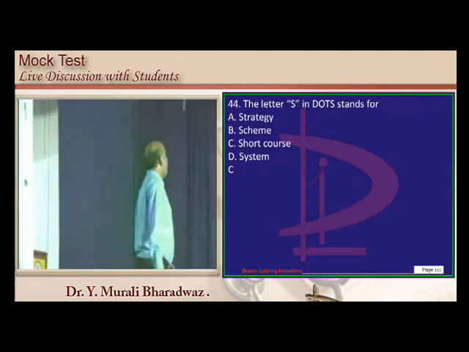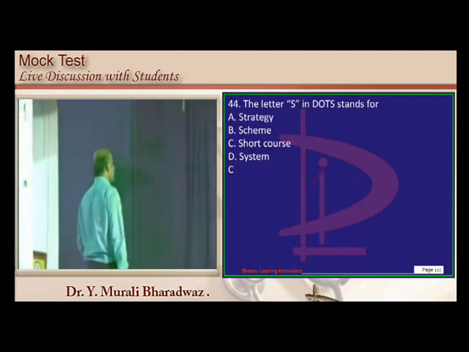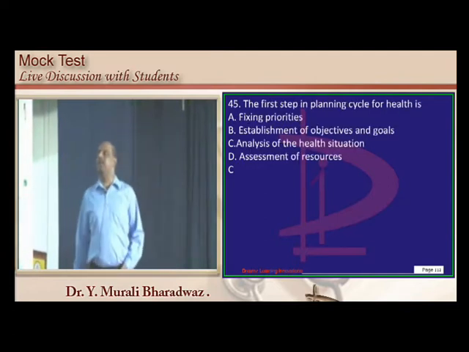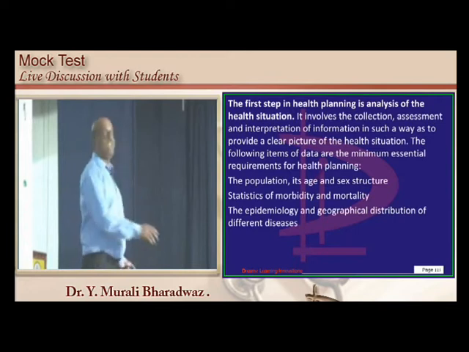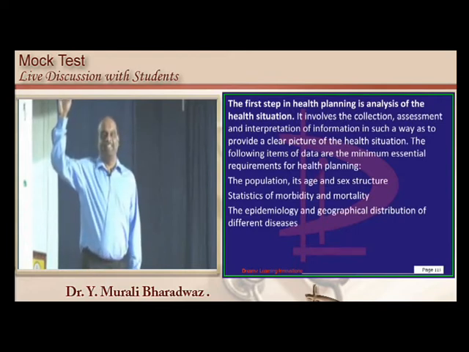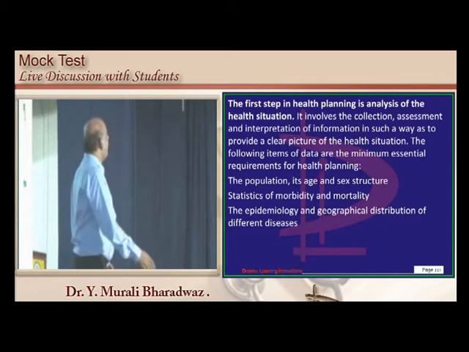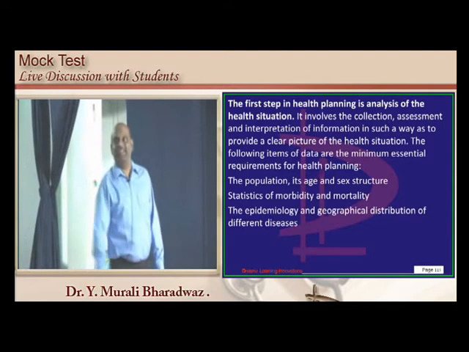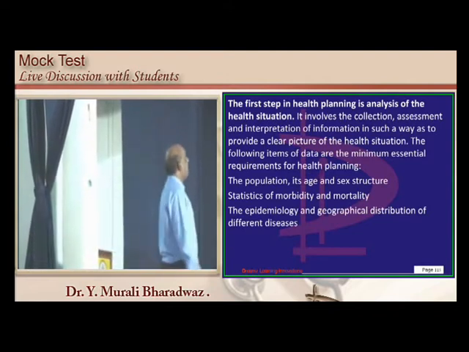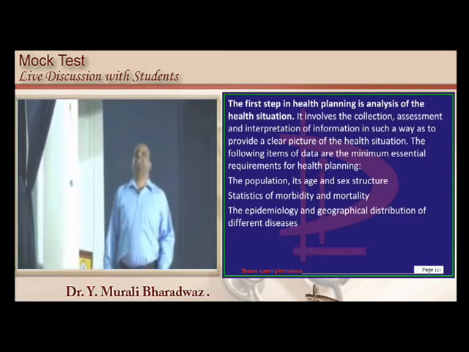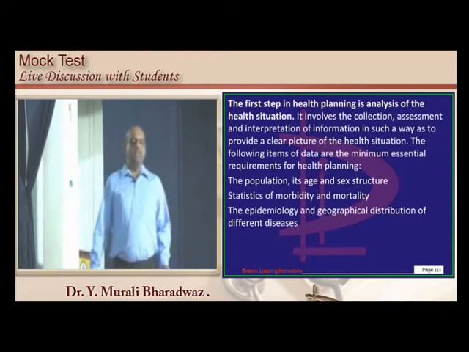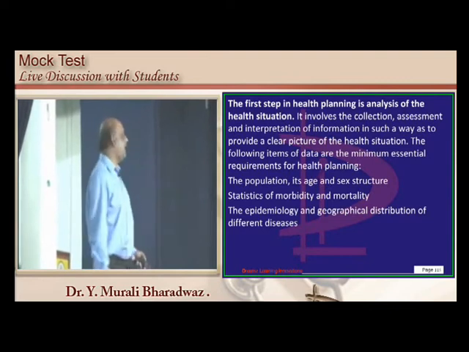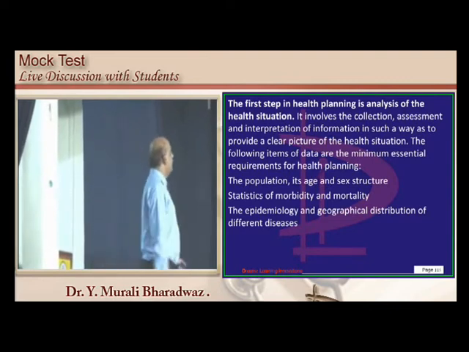What is DOTS? S is basically for short course. Now what is the first step in planning the cycle of health? Anybody answered it as fixing priorities? No. Or anything other than option C? Any? Yeah, I know. So the first step is analysis of health situation. First you should do analysis. There are multiple steps given in the last pages of Park.